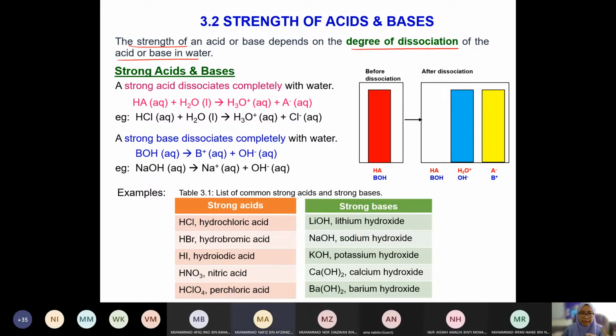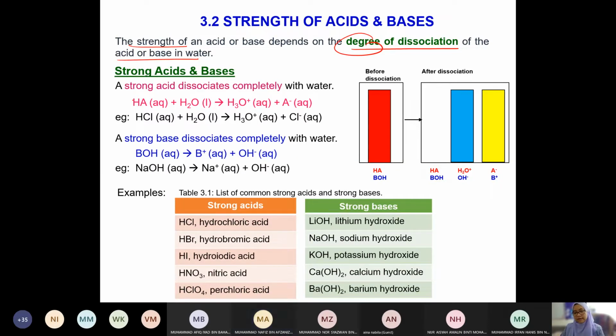Normally, they show their characteristics when they are dissolved in water. Despite the molecular structure contributing to the strength, at the end of the day it depends on the degree of dissociation of the acid or base in water. But the molecular structure does play a role. It contributes to the degree of dissociation of the acid or base in water. Okay, alright, so strong acid.